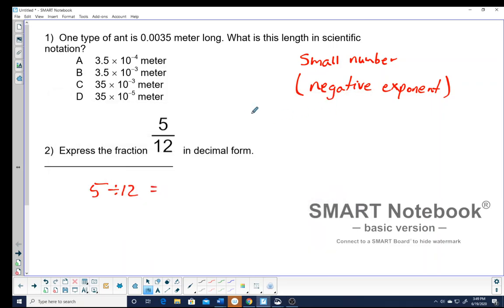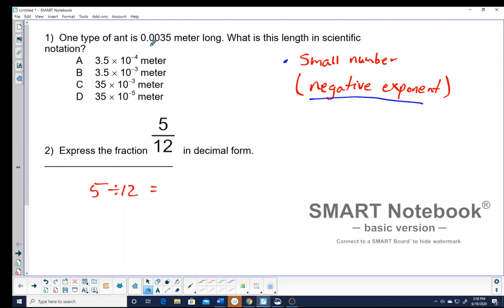Okay, so let's look at this assignment. On the first question, you have an ant that measures 0.0035 meters long, and they ask you to put it in scientific notation. So remember, look at the number. It's a small number. So we know, since it's a small number, it's going to have a negative exponent, and all of the answers have negative exponents, so let's see which one is the right one.